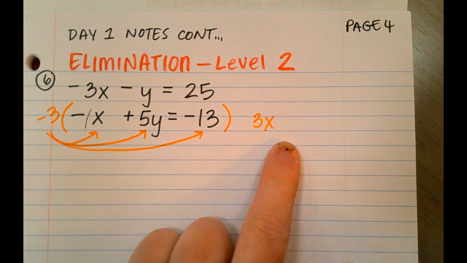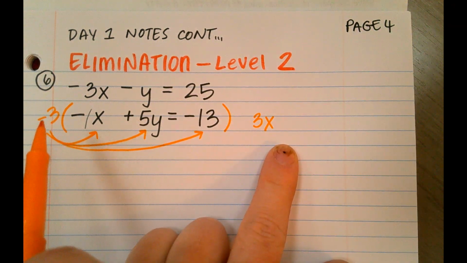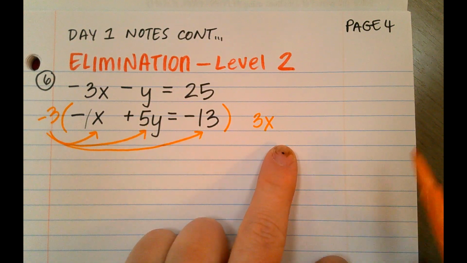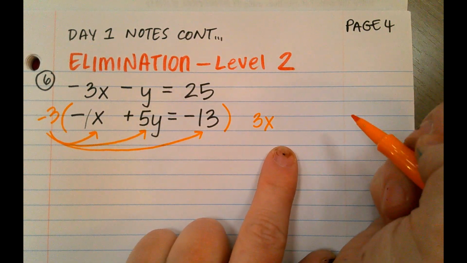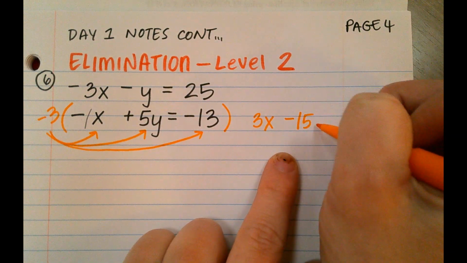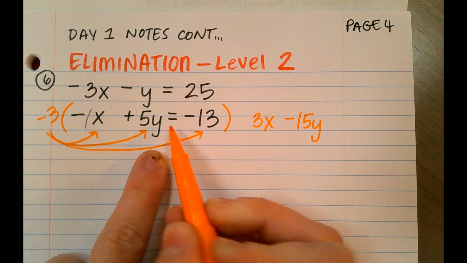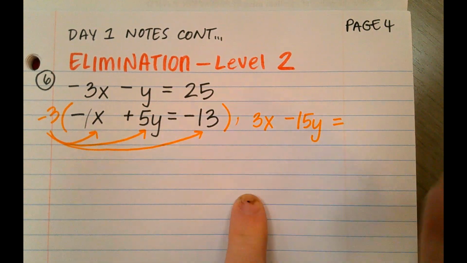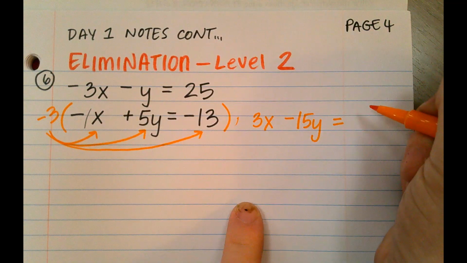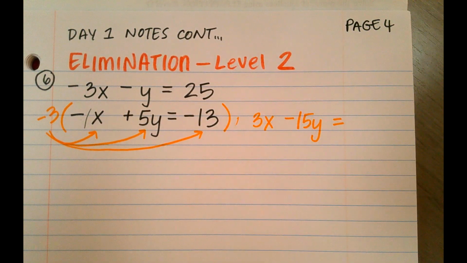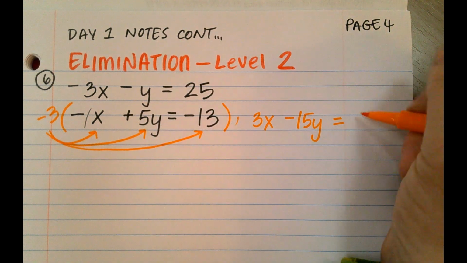And I'm just gonna bring everything over. Now I have -3 times 5y. What is that? It's -15y. Bring over your equal sign. -3 times -13. 39. Is it 39? I think you're right, yeah. I'm so bad at mental math. Yeah, it's 39. Good.